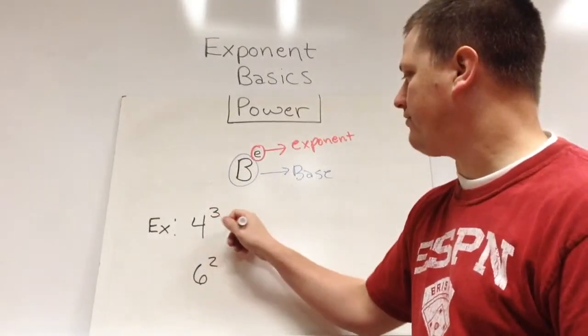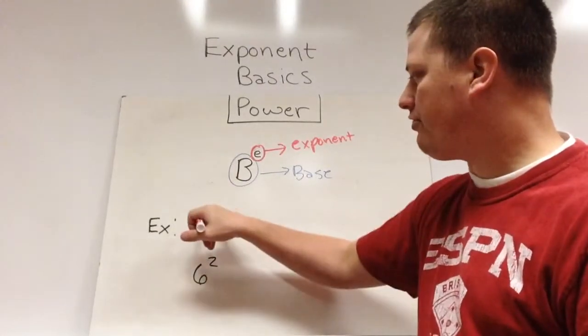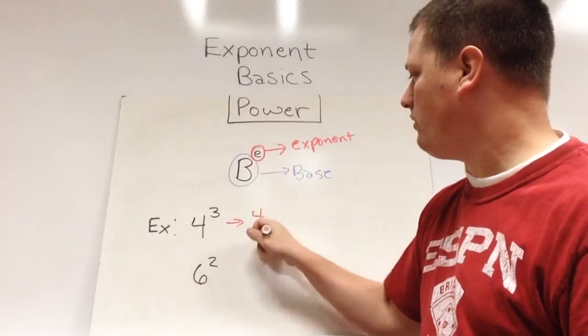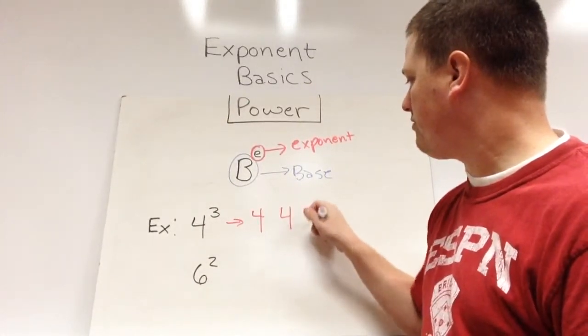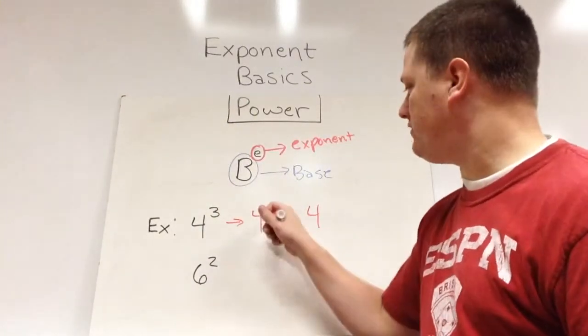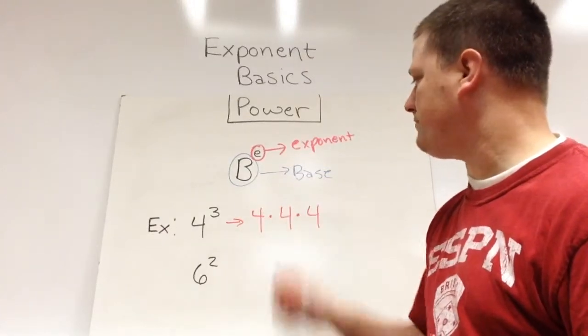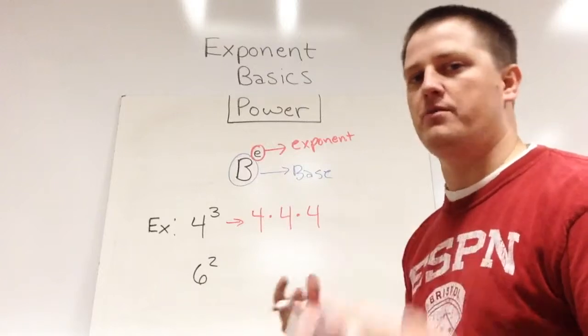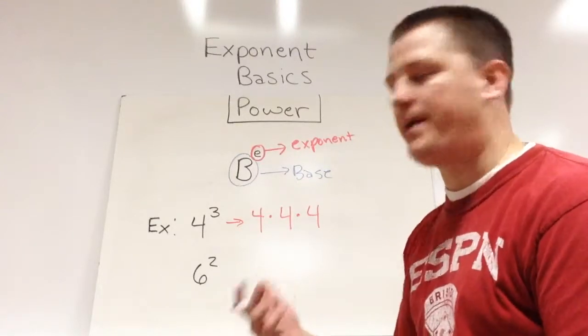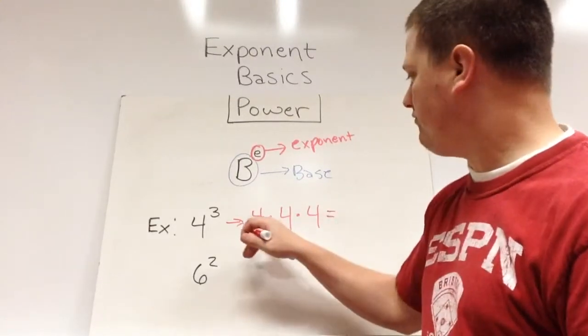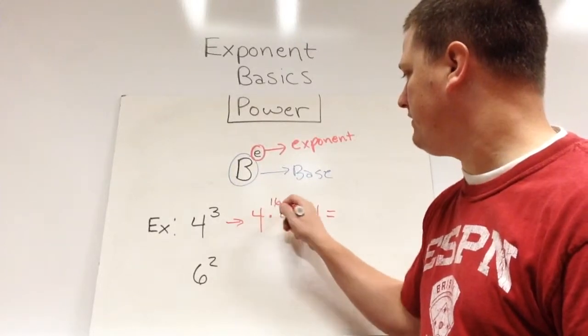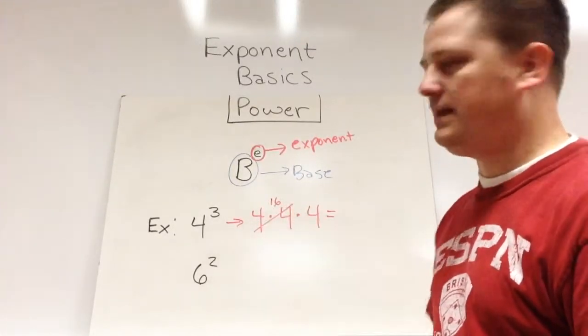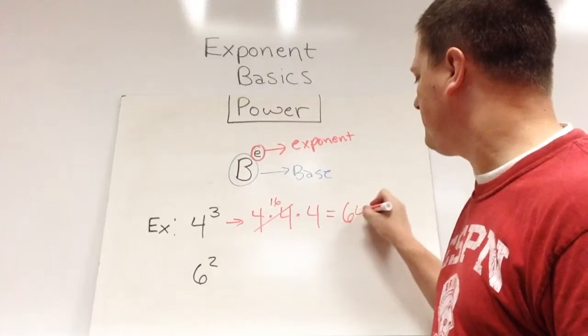So 4 to the power of 3 really means that we need 3 4s. So 1, 2, 3. It's always multiplication, so we put a times sign between them. This is 4 times 4 times 4. Now we can just do the math and we know what 4 to the third power is. So 4 times 4 is 16, and then 16 times 4 would be 64.